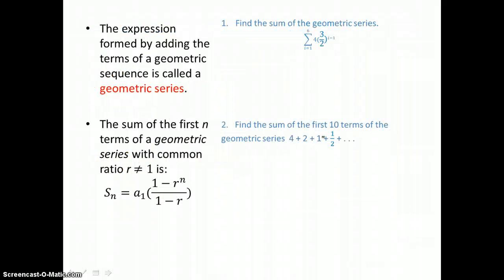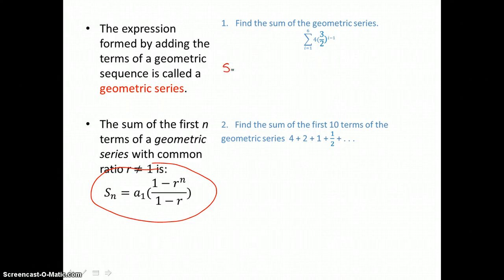The expression formed by adding the terms of a geometric sequence is called a geometric series. The sum of the first n terms of a geometric series with common ratio not equal to 1 is given by this formula. So in problem 1, we want to find the sum of the geometric series, and our series is given in sigma notation or summation notation.